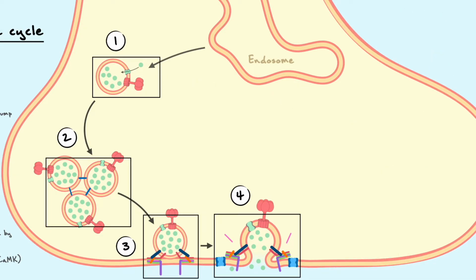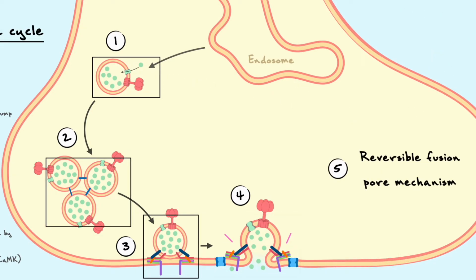Another possible route for recycling is through the reversible fusion pore mechanism, which occurs after the fusion process. Given the high quantity of proteins associated with the vesicle, it is good to ask ourselves how the vesicles manage to maintain all of these proteins in the next rounds of release if the vesicle totally fuses with the membrane. In the reversible fusion pore mechanism, when the vesicle fuses at step 4, it only fuses partially through an opening called the fusion pore.